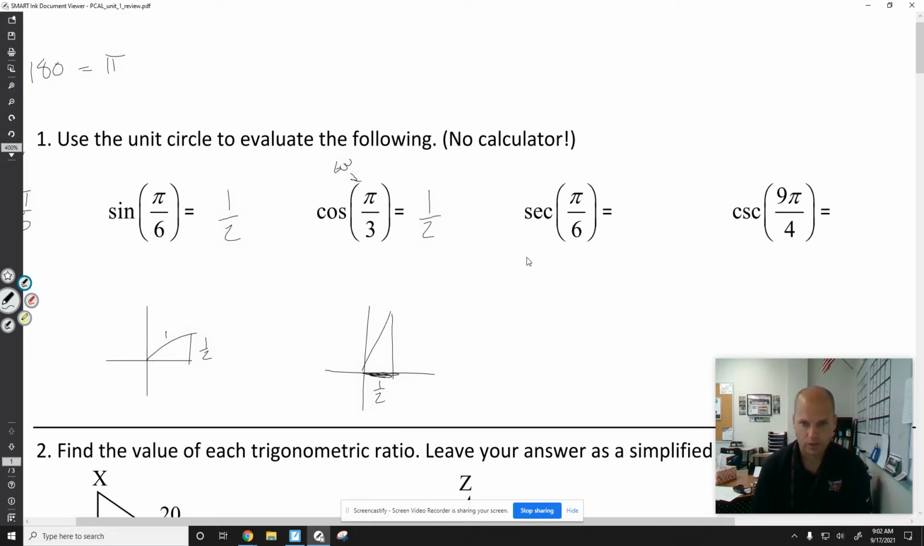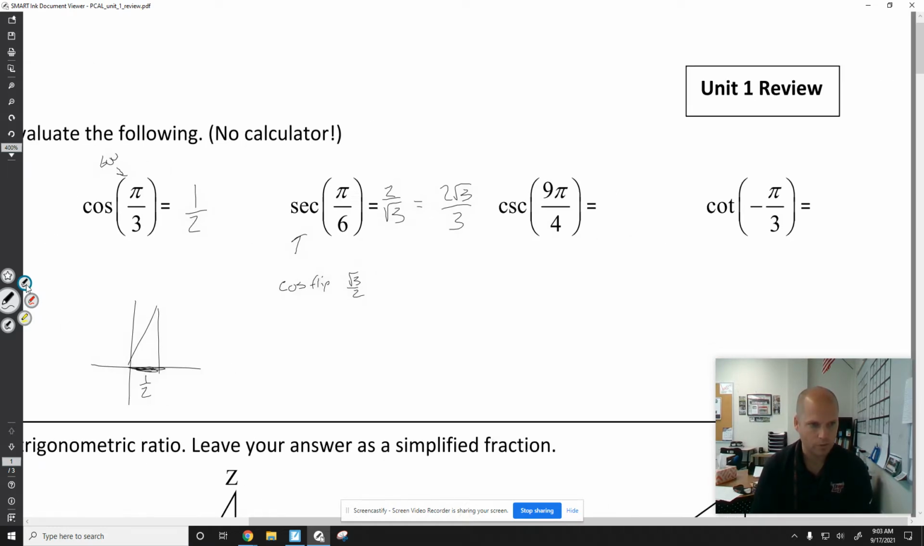Secant's the reciprocal of cosine, so we got to take cosine and flip it. Here's my pi over 6 triangle. The cosine value is the adjacent value, the root 3 over 2. So I take root 3 over 2, I flip it, I get 2 over root 3. We don't want to leave our answers like that, so we'll rationalize, multiply the top and bottom by root 3. We get 2 root 3 over 3.